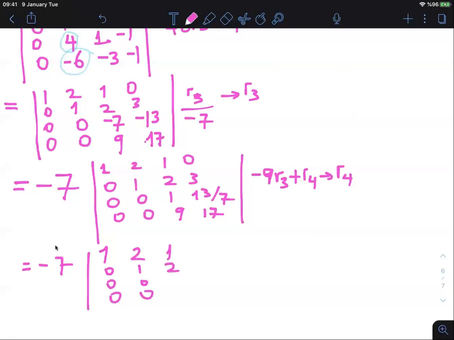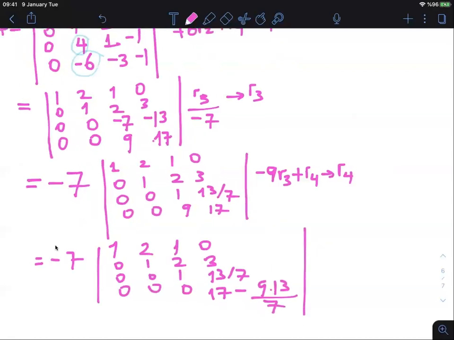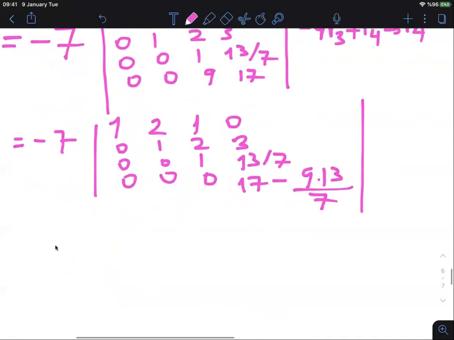1, 2, 1, 0, and this is 0, 3, 13 over 7, and what about this one? So 17 minus 9 times 13 over 7, right? Okay, I think we are finished, so let's look at it.